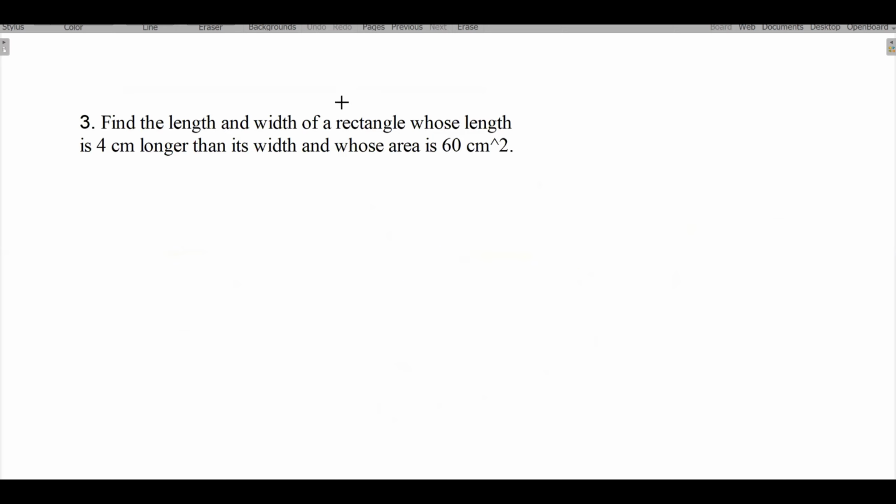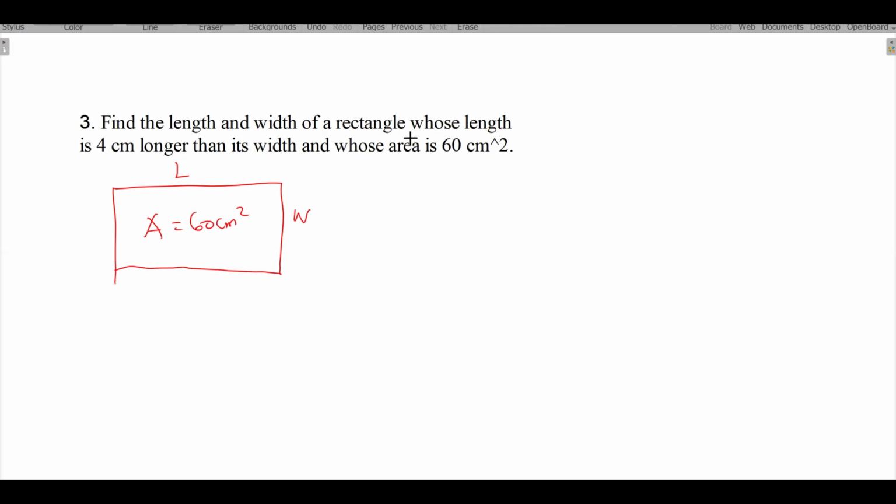Now, the last one for the day. So find the length and width of a rectangle whose length is 4 centimeters longer than its width, and whose area is 60 square centimeters. Now, let's try to draw a rectangle. So this is the length, this is the width.